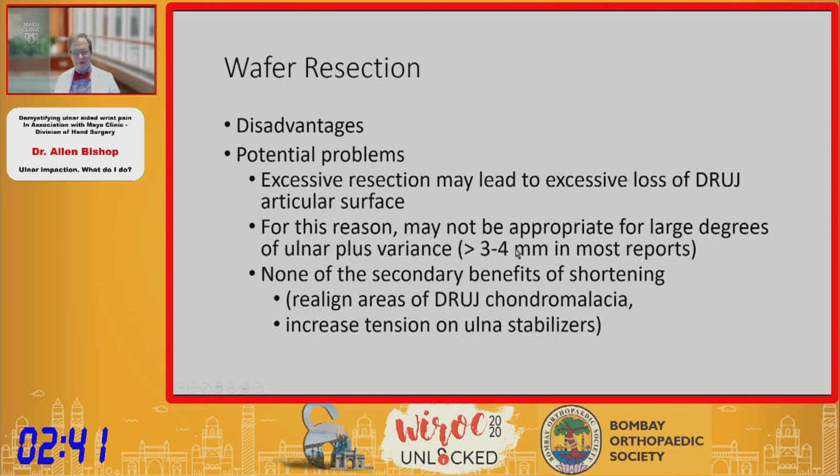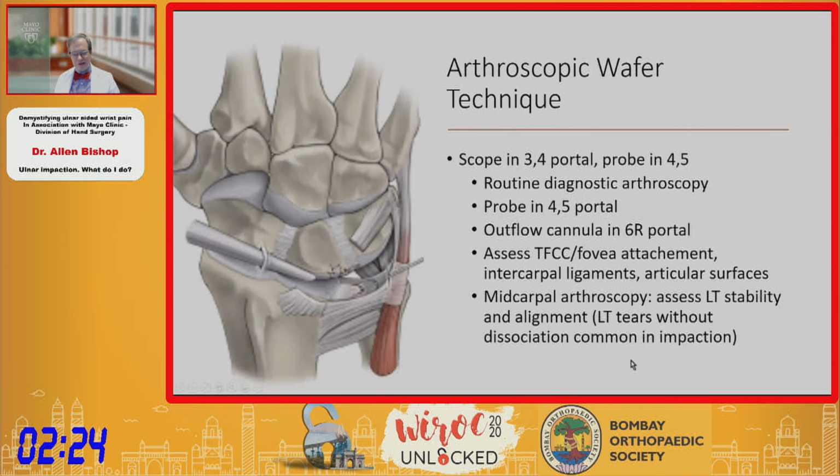The potential problems are that excessive resection may lead to excessive loss of joint cartilage surfaces, and therefore it should not be done in large defects. And you don't get the secondary benefits of realigning areas of chondromalacia or increasing tension on ulnar stabilizers.